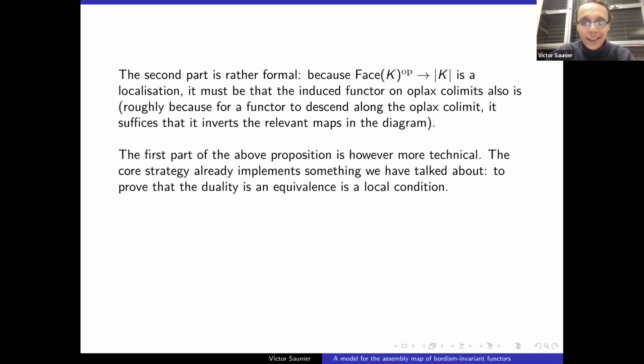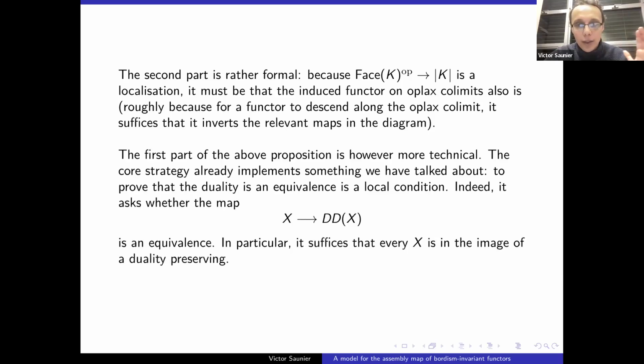Now, however, the fact that the kernel is stable under the duality is a significantly more technical statement. And the core strategy to prove this is to prove that the duality is an equivalence. This is a local criterion. What I mean by this is that duality is an equivalence if and only if at each x, the canonical map from x to the double dual of x is an equivalence. This is sufficient to prove that D is fully faithful, but because it's its own adjoint, if your adjoint is fully faithful, you're a localization, and a fully faithful localization is just an equivalence.